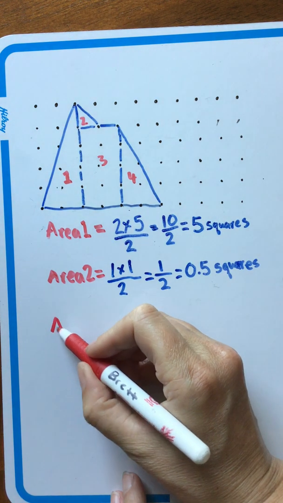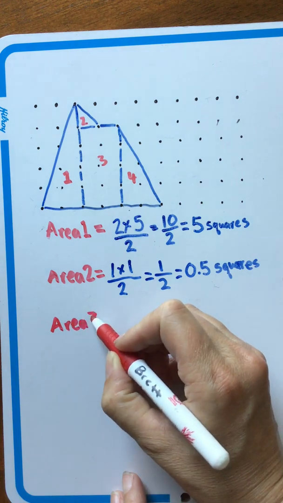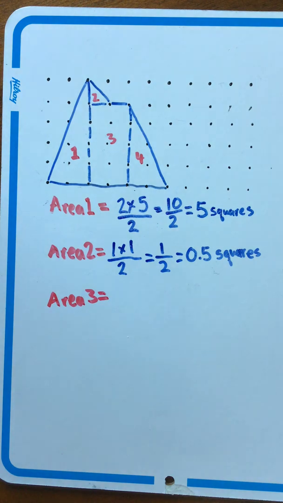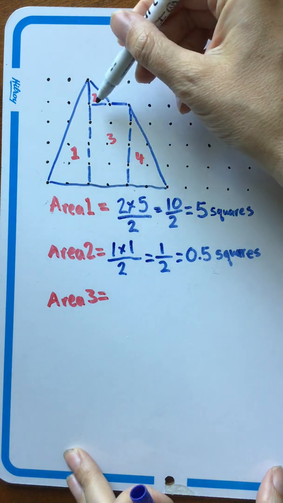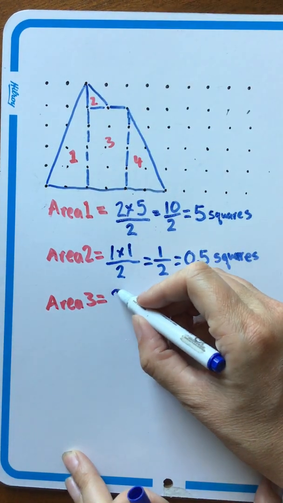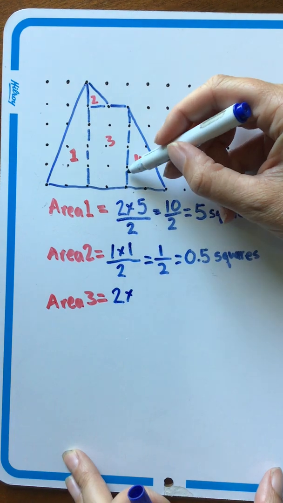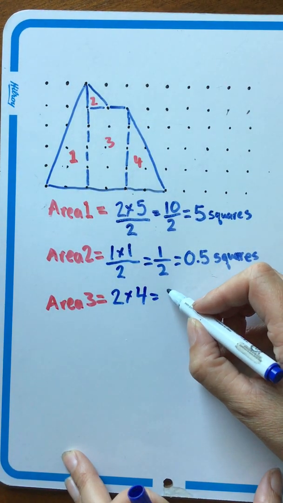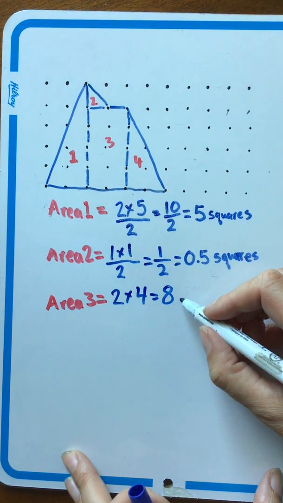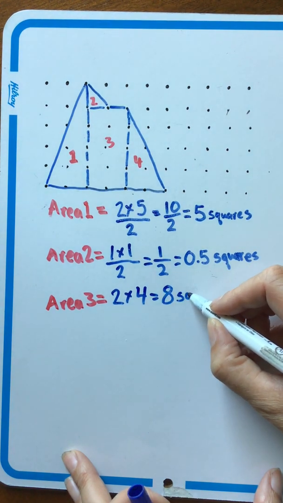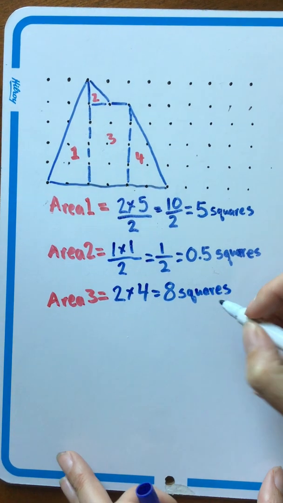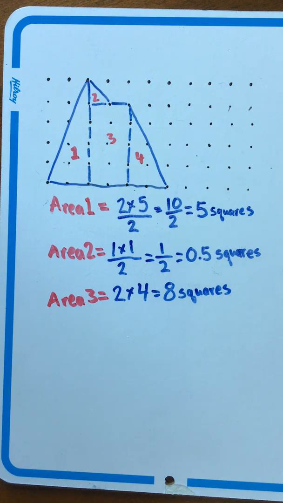Okay, area 3. Ah, just a plain old rectangle. I love it. Okay, so we've got 2 this direction, and 1, 2, 3, 4 that direction. So 2 times 4. Hope you're all yelling, 8, Miss Hughes. So the area of number 3 would be 8 squares. Look at that, we're almost finished.